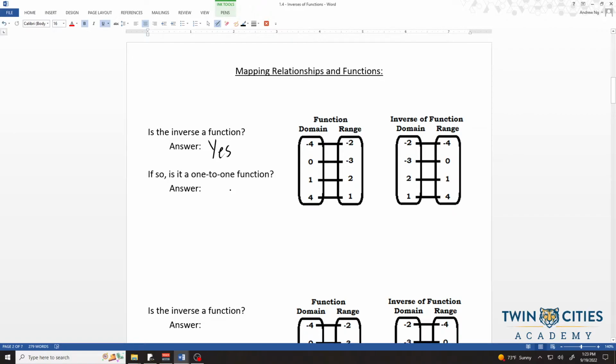And is it a one-to-one function? Also yes, because one thing is going to this y, and this y is going back to just this one x if I were to reverse it. So yes.